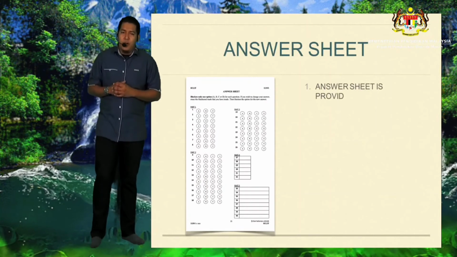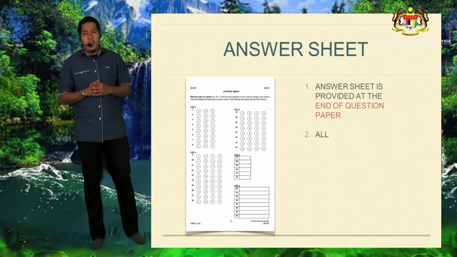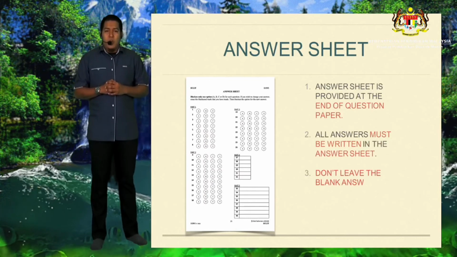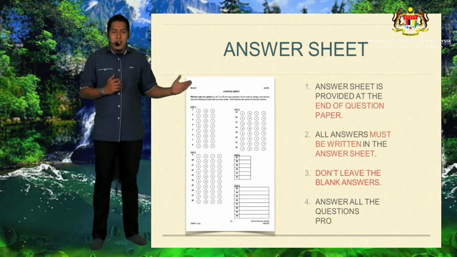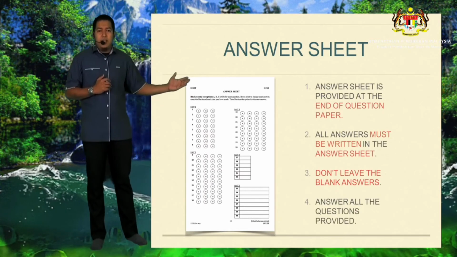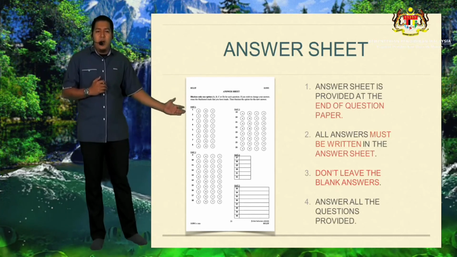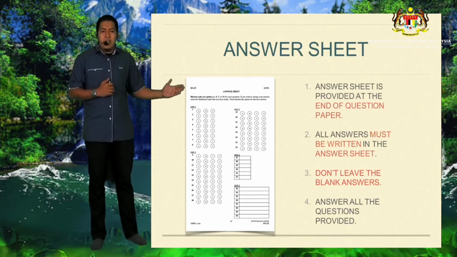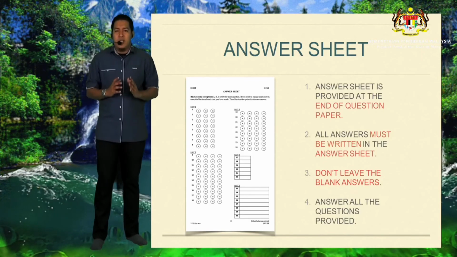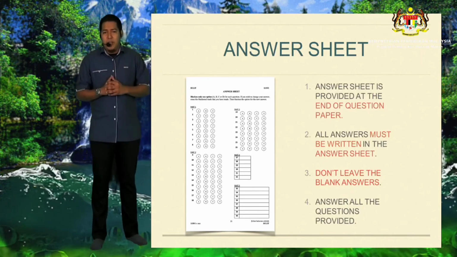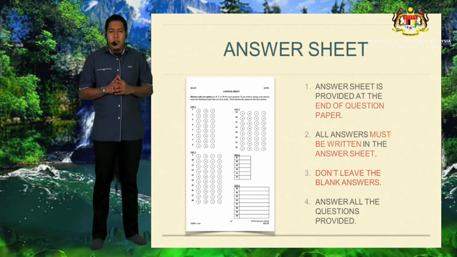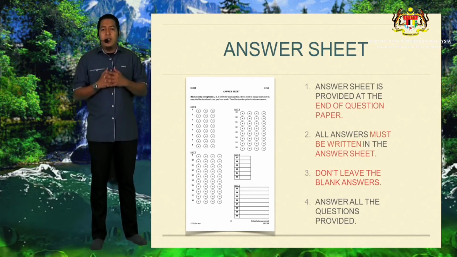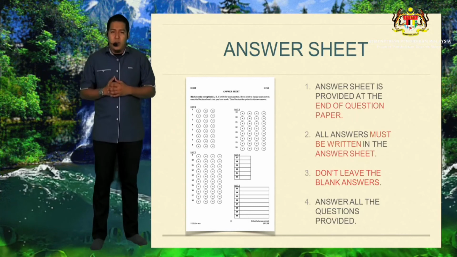Alright, let's move on to the last page of the question paper for Reading and Use of English. What is it? Okay, this is an answer sheet. The answer sheet is provided at the end of the question paper. Some of you in PT3 missed this answer sheet. You only answered the questions in the question paper. Okay? So you left it blank here and all the teachers thought that you didn't answer at all.